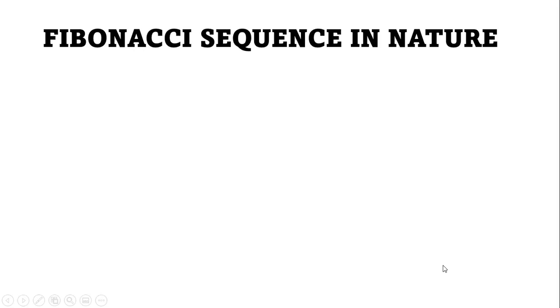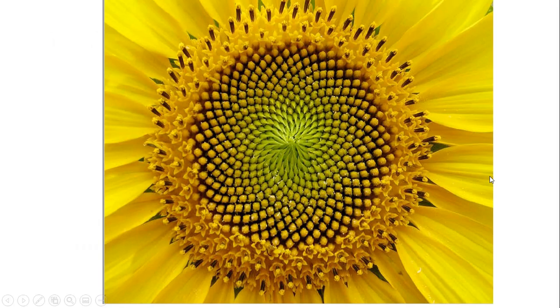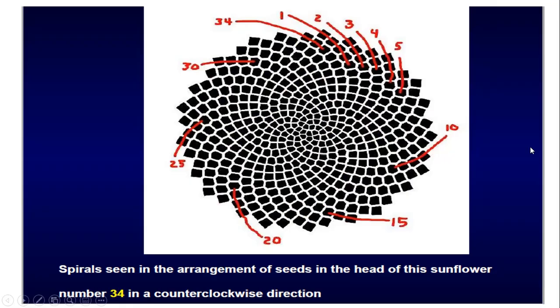Fibonacci sequence in nature. Spirals seen in the arrangement of seeds in the head of the sunflower. If you're going to look at the seeds of the sunflower, let's zoom this in. If you're going to look at the arrangement of the seeds, you see there's a particular sequence which follows the Fibonacci sequence.